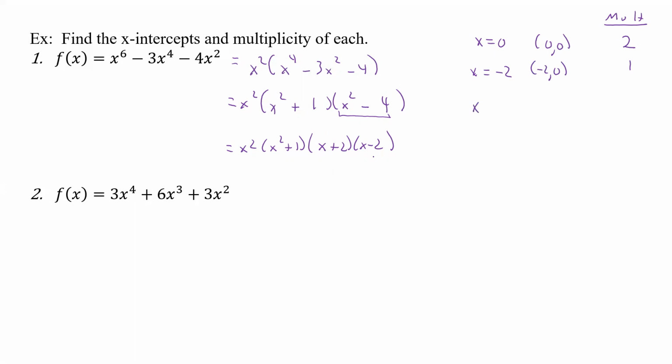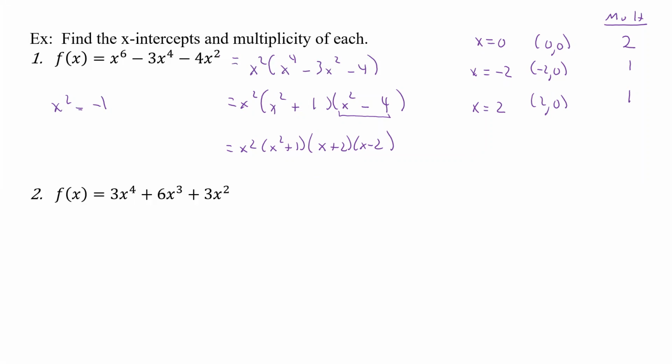We can set x minus 2 equal to 0. We get x equals 2. So 2 comma 0 is our intercept, and its multiplicity is also 1. Now, what do we do about that x squared plus 1? Well, if we set that equal to 0, we get x squared equals negative 1, and we're going to get an imaginary number, and we're not going to worry about an imaginary number. So these are our only actual x-intercepts that we're going to worry about.